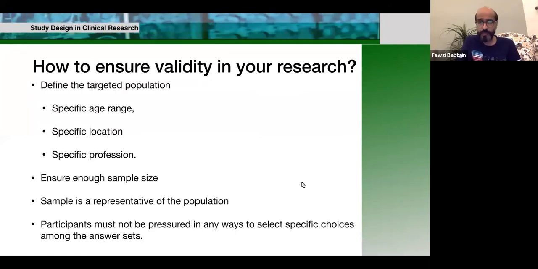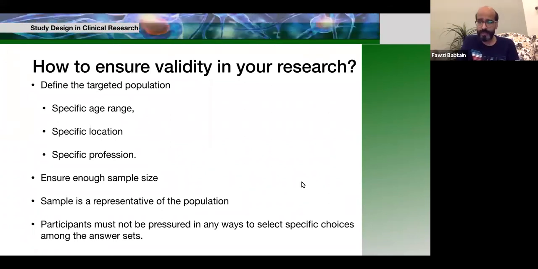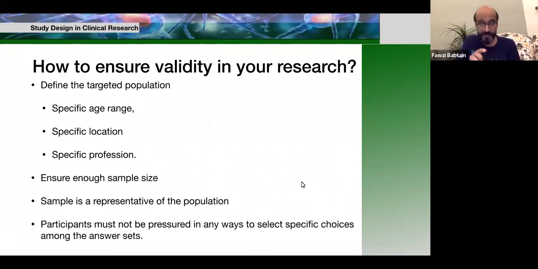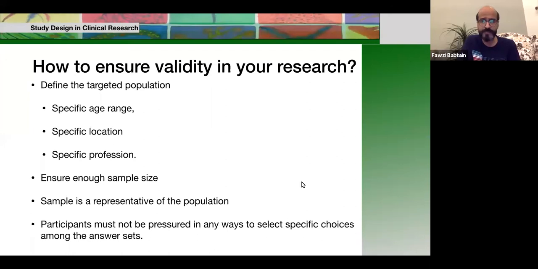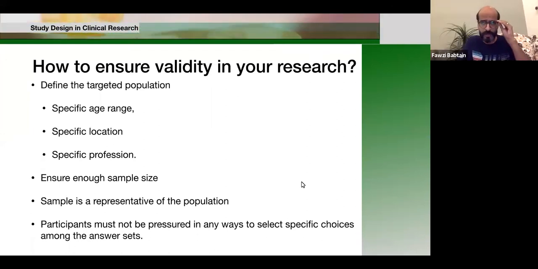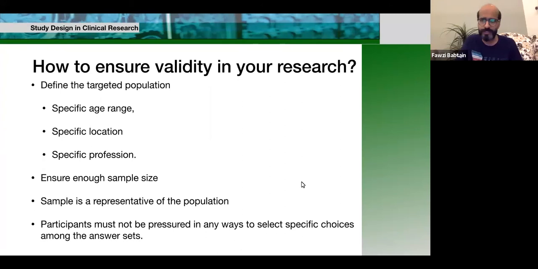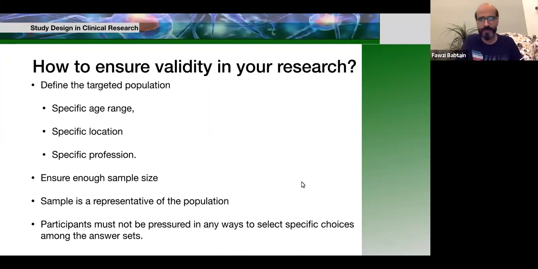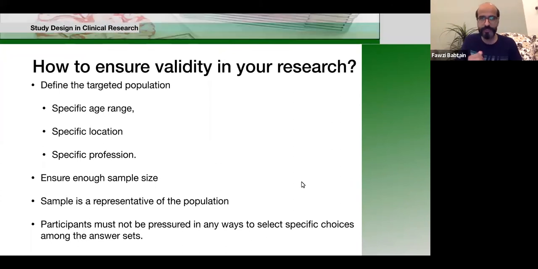To also ensure your validity, you have a specific target population, either a specific age according to your research question, a specific location sometimes, or for example, a specific profession. I want to test anxiety in emergency physicians, and it will be useless to have an engineer respond to my screening, or even a neurologist. So you have to really hit your targeted population.